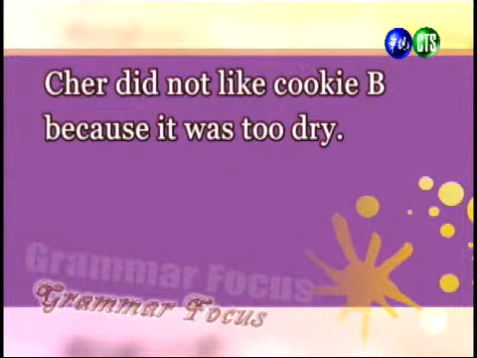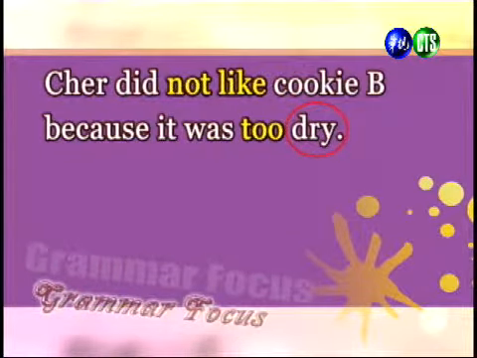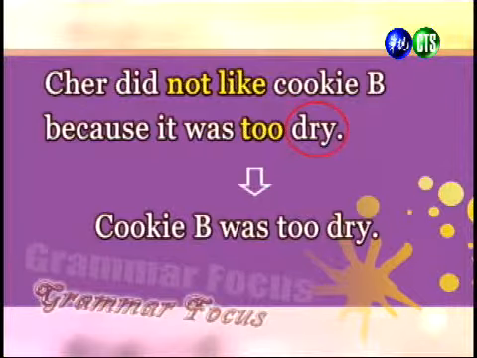Cher did not like cookie B because it was too dry. In this sentence, we add a negative feeling to the adjective dry by adding the word too before it. And then we can simplify the sentence by just writing Cookie B was too dry. All right, so let's review.